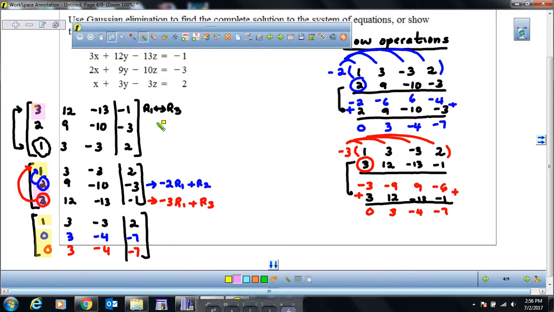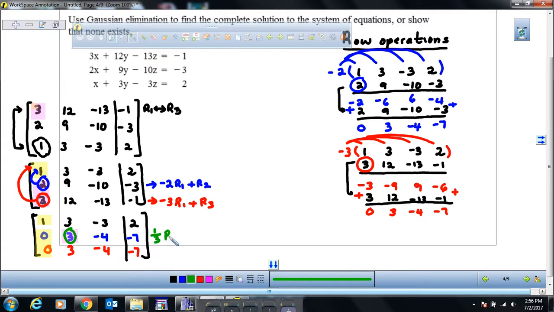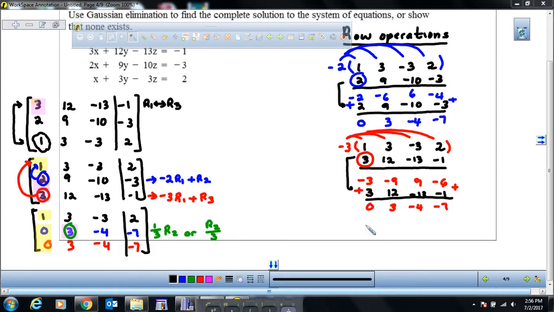So we did steps 1 and 2, which is the 1 and the zeros. Step 3. Now we need to make the middle one into a 1. How do we make it into a 1? By multiplying this row by the reciprocal of 3, which is 1/3, and multiplying by 1/3 is the same thing as dividing by 3. So I'm going to take the whole row, 0, 3, negative 4, and negative 7. You can say either multiply it by 1/3 or divide it by 3. I'm just going to divide it by 3, which is the same thing.